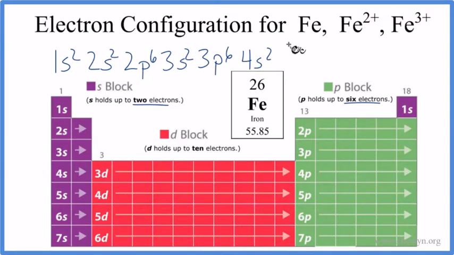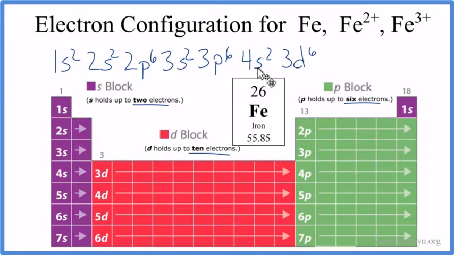We get to the 3d. D's can hold up to 10 electrons, but we don't need 10, we only need 6. We have 20 here, so if we put 6, that'll give us 26, and this is the electron configuration for Fe, iron. Often you'll see the 4s after the 3d. As we get further into the periodic table, that makes sense because these 4s electrons are going to be lost to form ions first, so we put them last. Either way, these are the correct orbitals, it's just the order we're talking about.